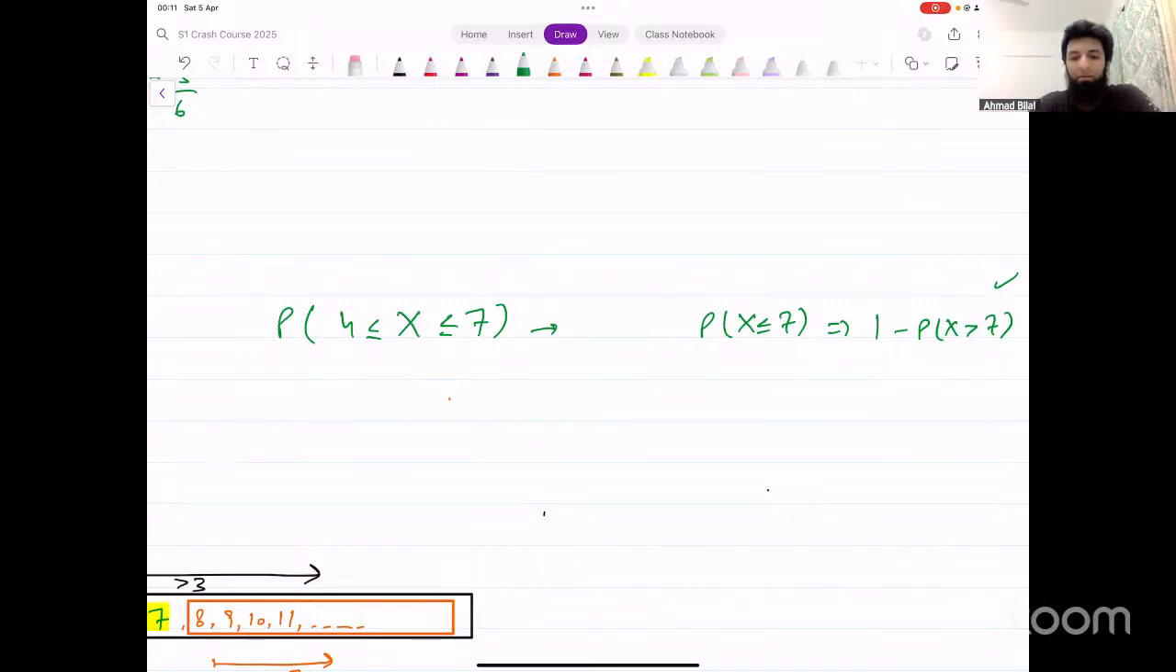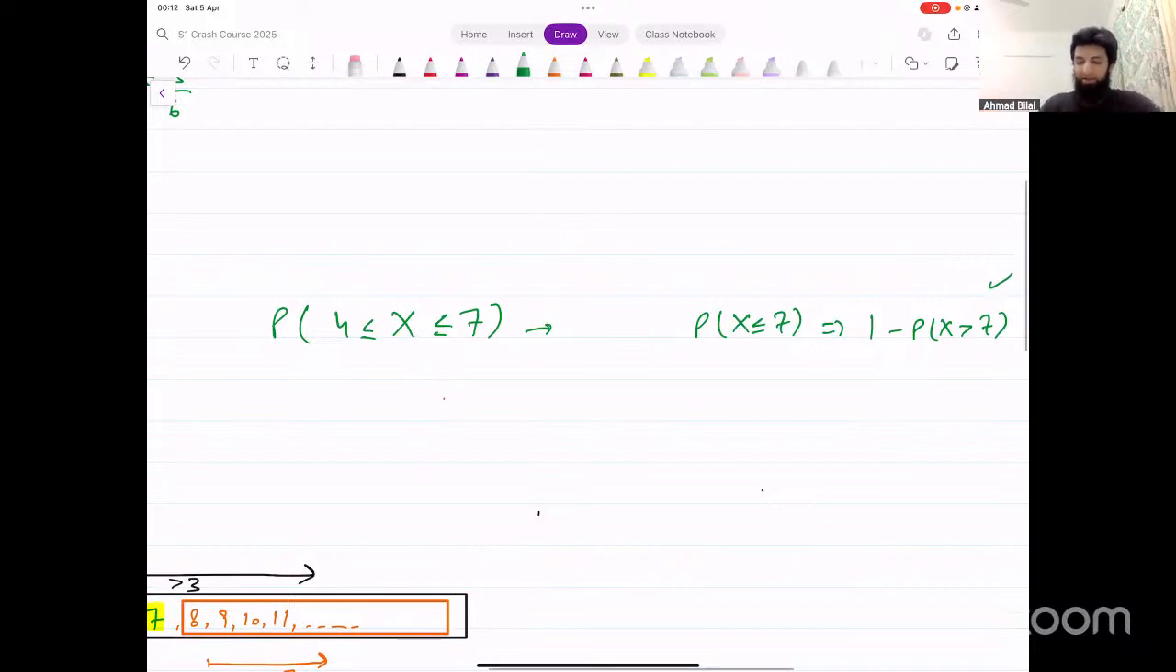Yes, sir. So then probability of x greater than or equal to 4 is equal to probability of x greater than 3. So then the total thing is probability of x greater than 3 plus 1 minus probability of x greater than 7. Okay, I'm sorry, I got distracted a bit. Can you please repeat that?